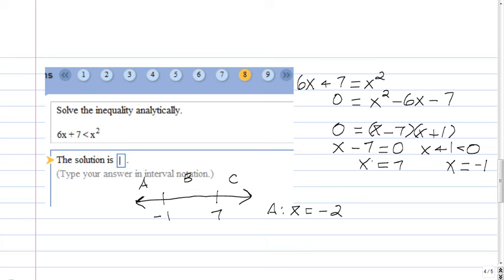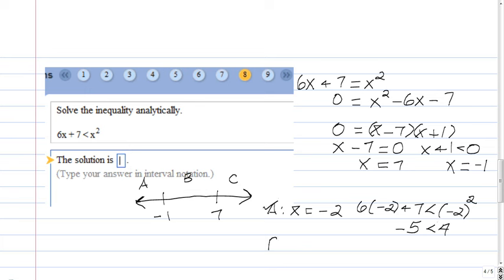If we plug in negative 2 into the original problem, we have 6 times negative 2 plus 7. Is that less than negative 2 squared? So we would get negative 12 plus 7 is negative 5. Is that less than 4? And yes, that is correct.